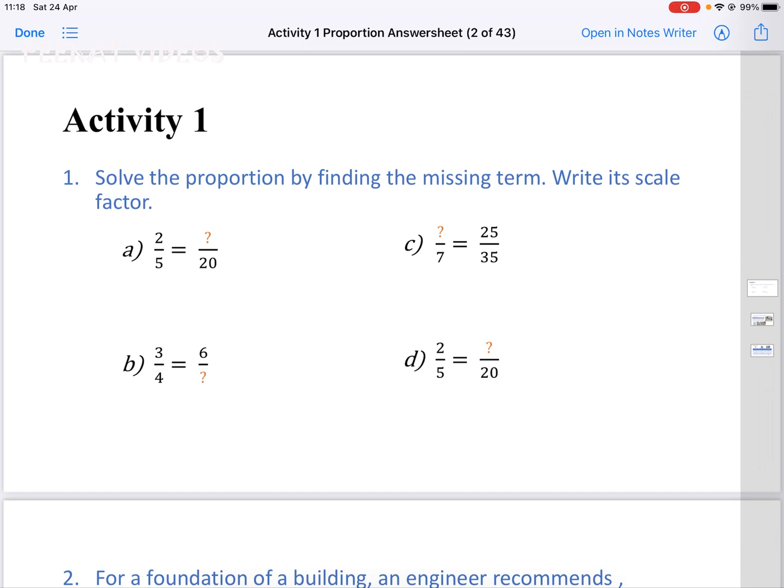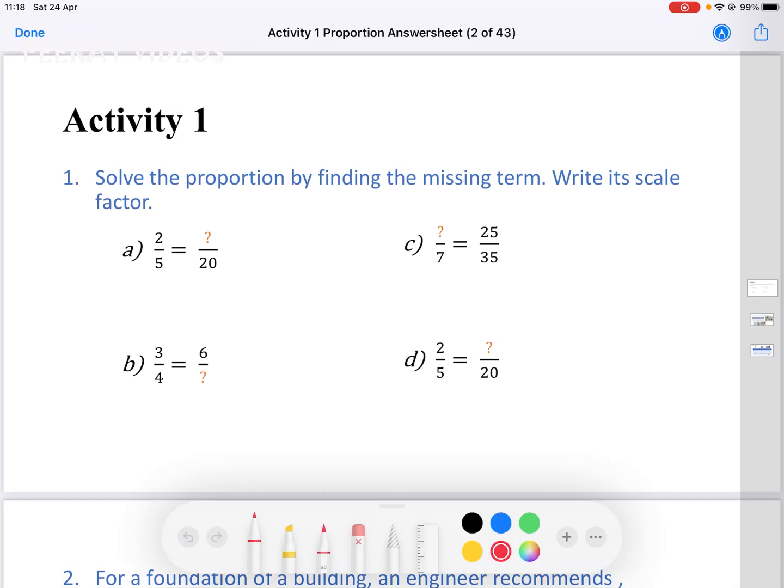Write its scale factor. So here we have first ratio 2:5 is equal to the missing term, the numerator is missing, the second term is 20. So we can see that for the first ratio and the second ratio, or for the first fraction and the second fraction, both have the denominators. So we can look at the scale factor using the denominators. 5 times how much is 20? 5 times 4 is 20. Therefore, we multiply the numerators with the same scale factor. So 2 times 4, the scale factor we are using is 4, and the missing term will be 8. The scale factor is 4.